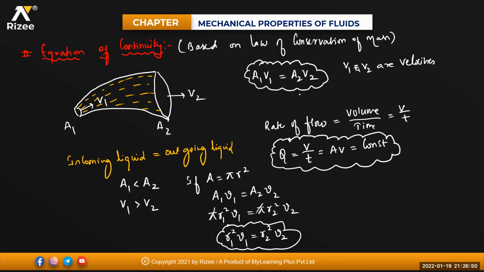So what is an equation of continuity, beta? The equation of continuity says that whatever liquid is entering at one end, the same amount of liquid will be leaving the other end. So A1 V1 is equal to A2 V2. If area is not given, but is given in terms of radius, like for a circle or square or rectangle, you can take the area by definition and substitute it in place of A1 and A2.